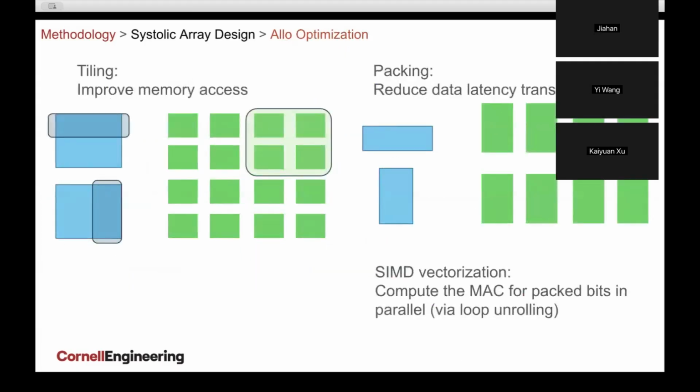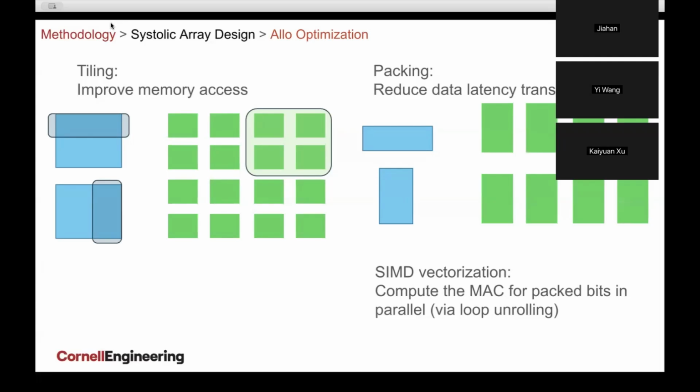And moreover, based on the naive design, we also optimized the design by using three optimizations. The first one is tiling, and it can be used to improve the memory access because we're dealing with different PEs at the same time. And the second is that we can pack the data to reduce the data transfer latency by using packing. And as we can see later in the comparison, it has significant improvement over the naive implementation.